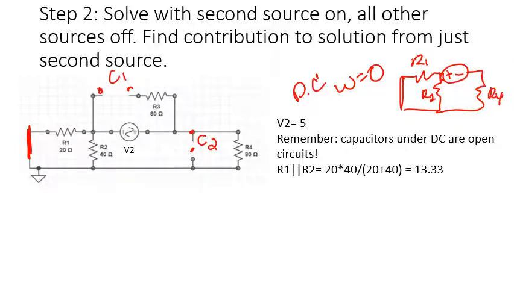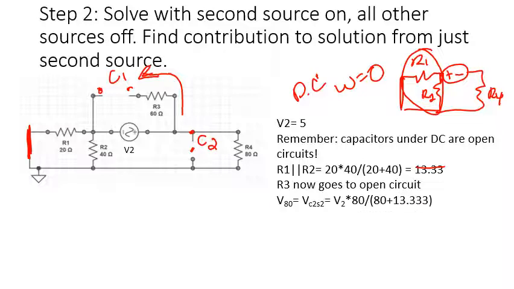R3 is going to nowhere, so it doesn't really do anything. This is my whole circuit. R1 and R2 are now in parallel with each other. Combine them and get a resistance of 13.33. R3 is going to an open circuit, so it doesn't count anywhere in it. It won't have any voltage drop, won't contribute to my circuit.